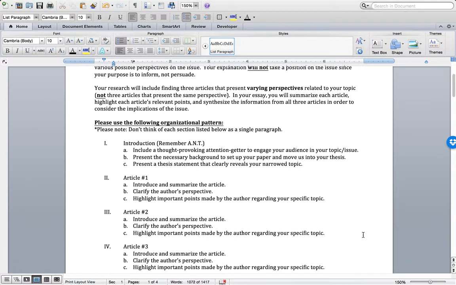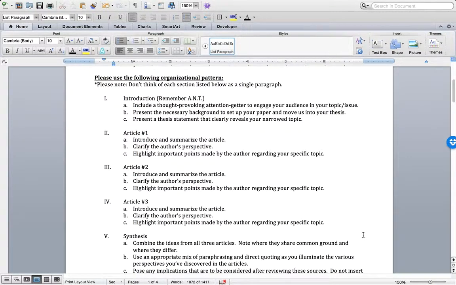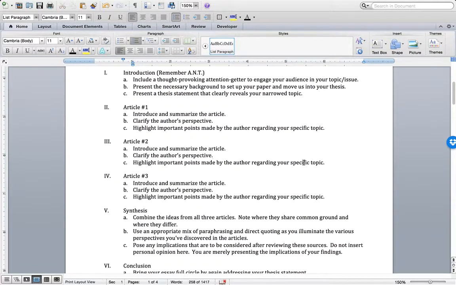So here's our organizational pattern for this paper. And as the note says here, don't think of each section listed below as a single paragraph. Of course, we want to start with an introduction. Remember, ANT, our attention getter, our necessary background, and our clear, narrowed thesis statement. Then we're going to take it article by article. And again, you need to have exactly 3 articles for this assignment. And the articles need to present differing perspectives on whatever complex issue you're exploring here.